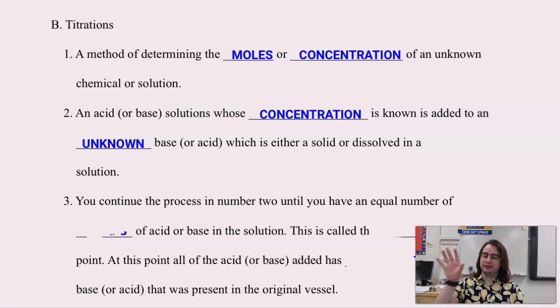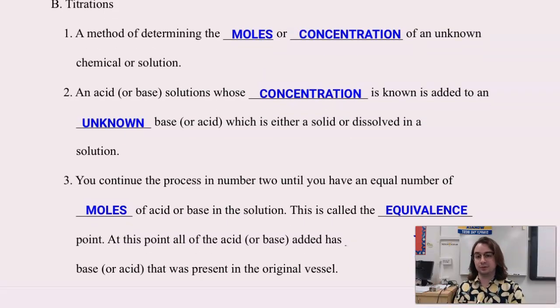So in other words, we have one thing that's known and one thing that's not, and we add the known thing to the unknown thing until they reach what's called an equivalence point. This is a point where the stoichiometric amounts of each of them are equal. Not that they have the equal amount in solution. It doesn't mean that if I have 25 liters of a known acid and I add it to 25 liters of a known base. That's not what I mean. I mean stoichiometrically equivalent, meaning based on the number of moles.